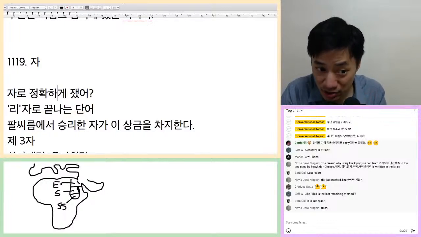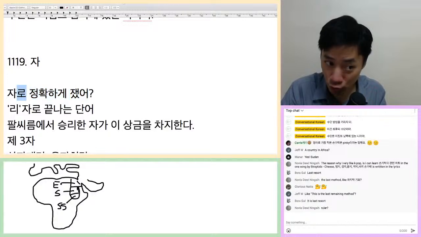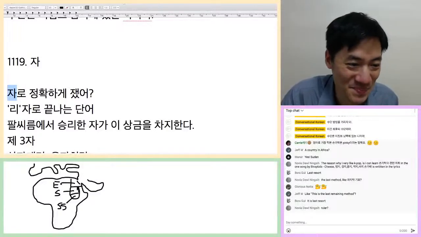So did you measure accurately using a ruler? 자로. 정확하게 쟀어? Did I copy and paste? No, I didn't. So.